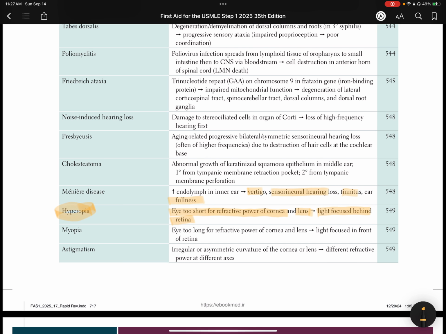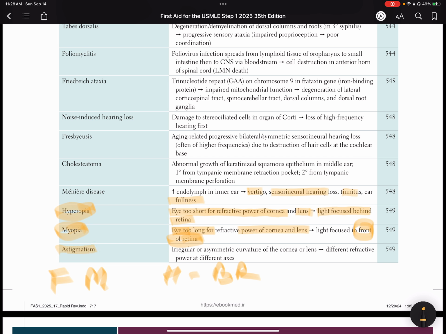Next condition is myopia. Myopia is when the eye is too long for the refractive power of the cornea and lens, leading to light focused in front of the retina. So in front of the retina is myopia, behind the retina is hyperopia.